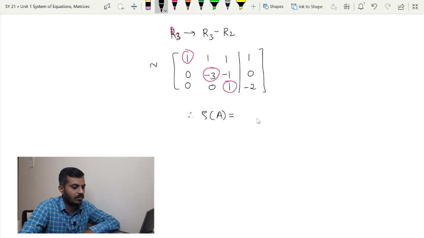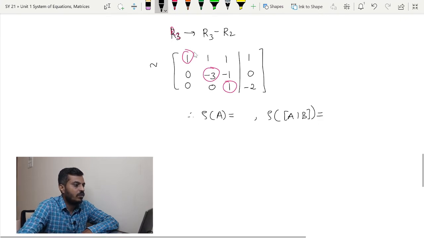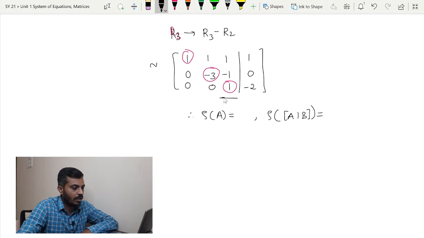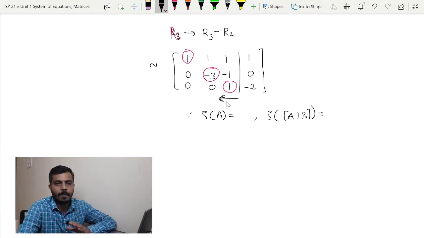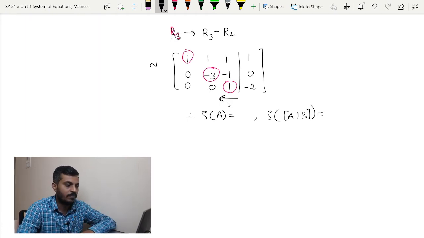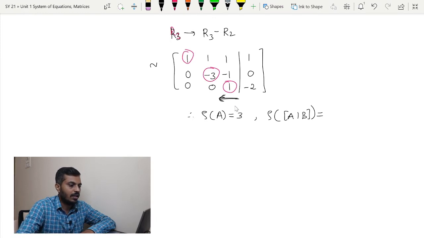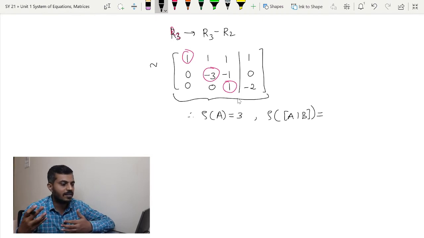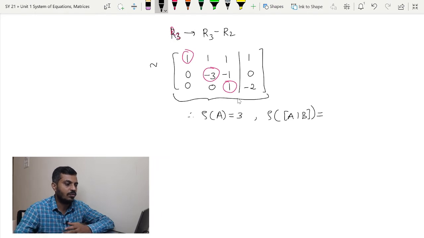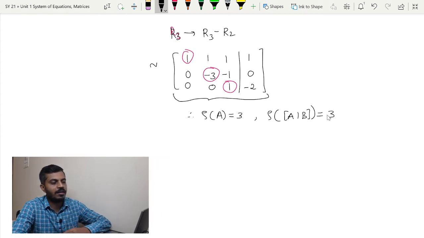Now let us try to understand what the ranks of the matrix A and the augmented matrix are. In order to understand the rank of A, just see the matrix before this line and see the leading coefficients, or you can say the number of non-zero rows. So there are 3, therefore rank of A is 3. And now in order to get the rank of the augmented matrix, see this matrix as a whole. Again you can see that the number of non-zero rows is 3 only. So the rank of the augmented matrix is 3.